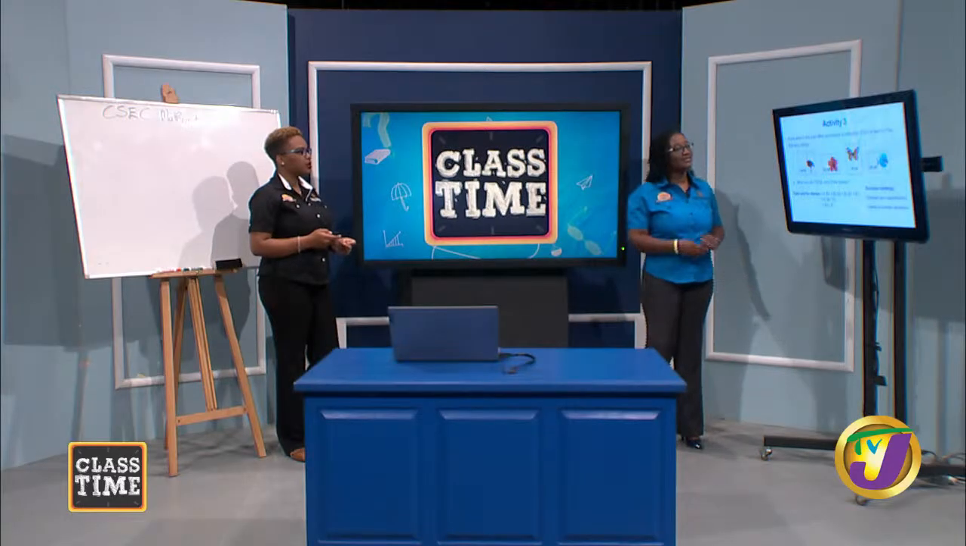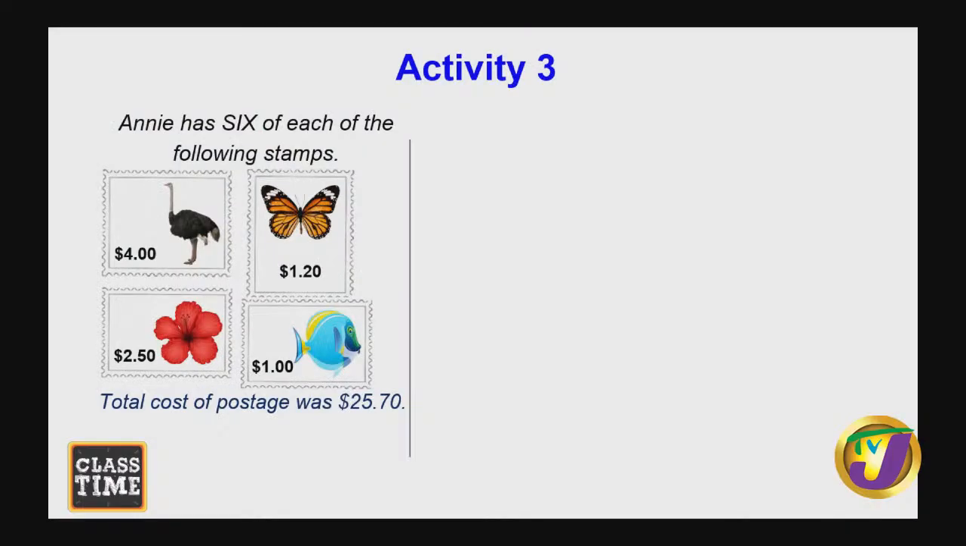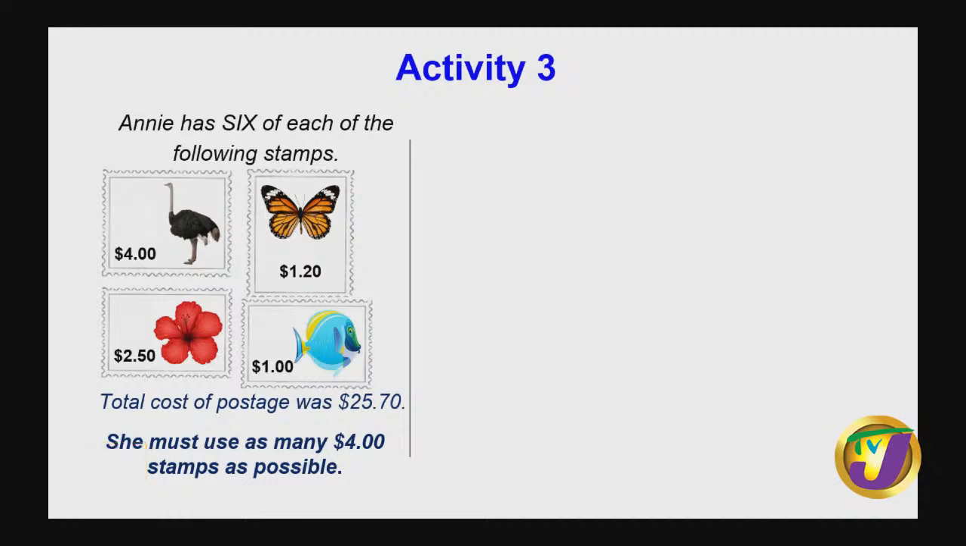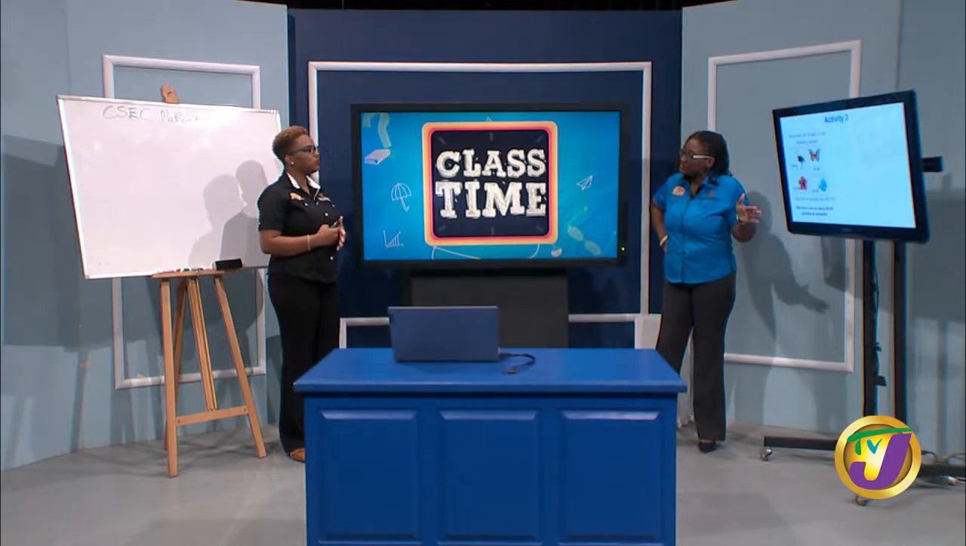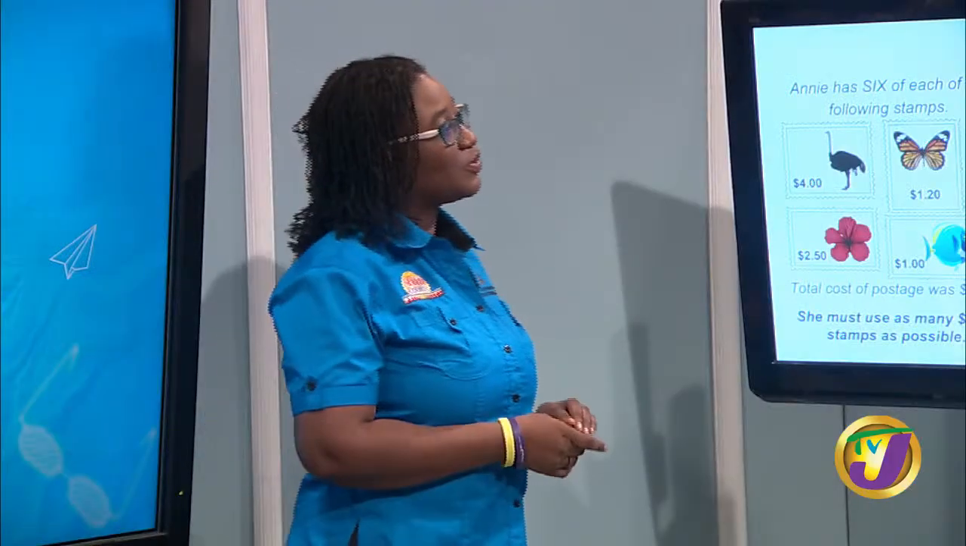All right, let's look at part B. We're told that the total cost for the postage is $25.70. But she must use as many $4 stamps as possible. Strategy? I think we need to guess how much she could use, and then do some checks and reason it out, to see if we can get that $25.70 that we need. That sounds like a plan.